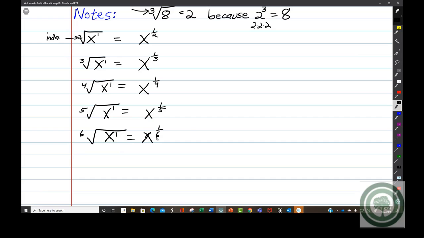You can even have interesting stuff like this. Suppose you have the fifth root of x squared. This can also be written as x to the 2 over 5. So whenever you have a fraction exponent, it's called a rational exponent, but we can call it a fraction exponent. Whenever you have a fraction exponent, that's the same thing as having a root, where this down here is the index.